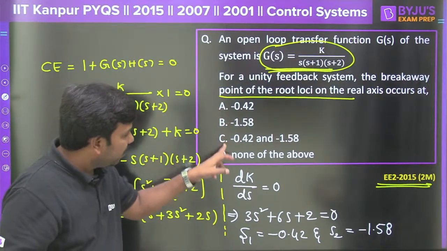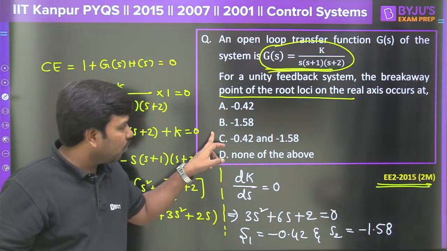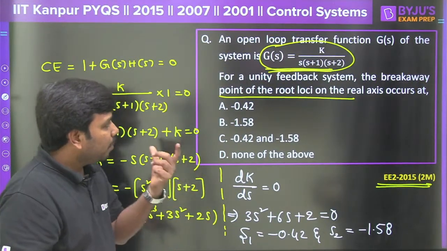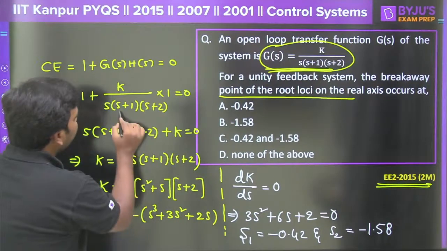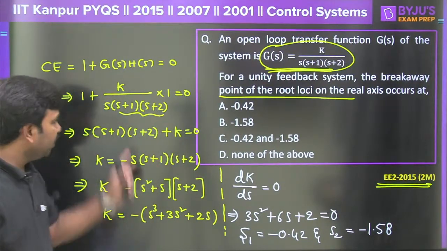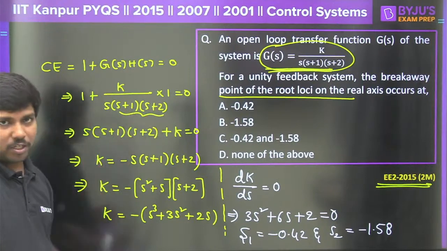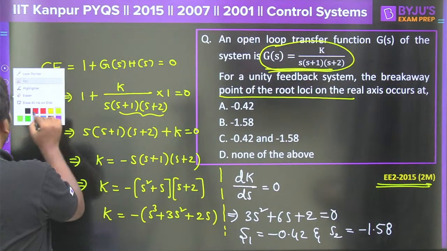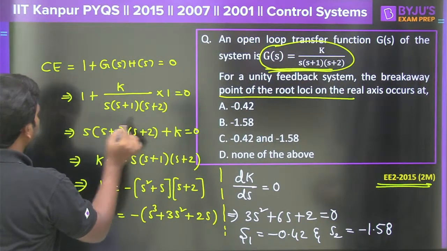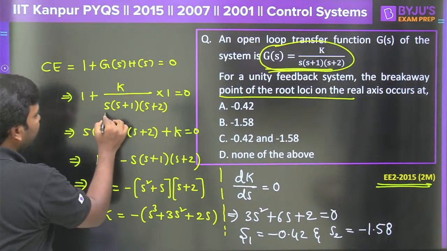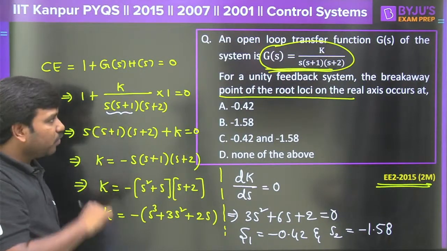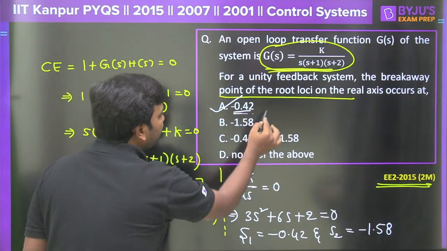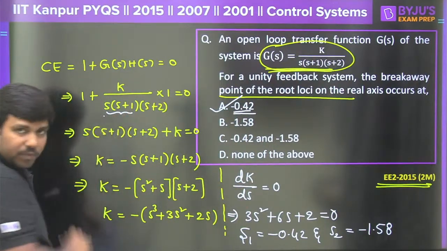Now the question is about the breakaway point. Unfortunately, we have options A, B, C, D. Many of the students will go for option C, that is wrong, right? So how do we check? Usually the breakaway point should come in between these 2 poles, that is 0 and minus 1. I'm extremely sorry for the earlier slip. So the only option that is left here is A. Minus 0.42 will come in between these 2 here, correct?